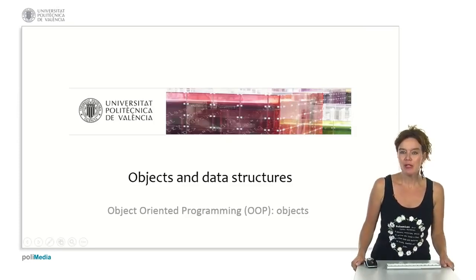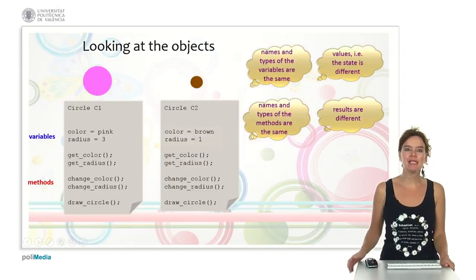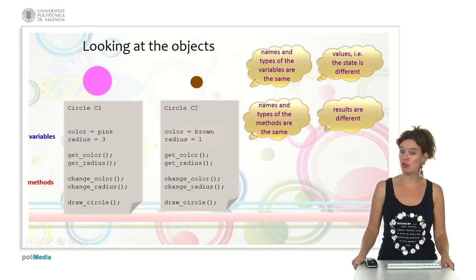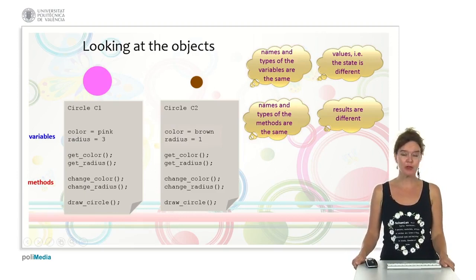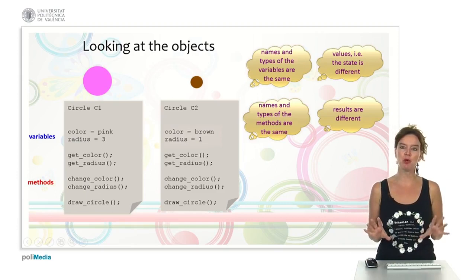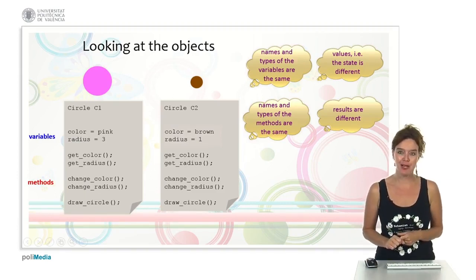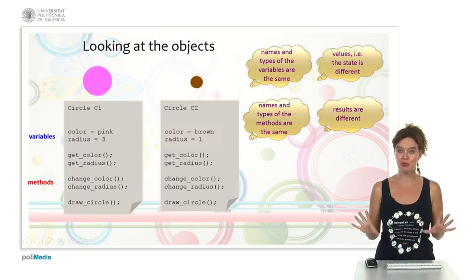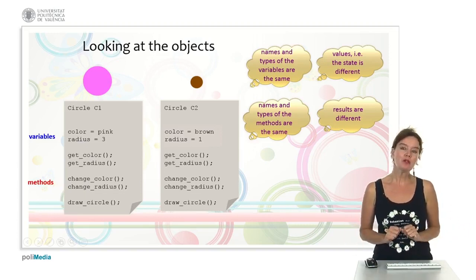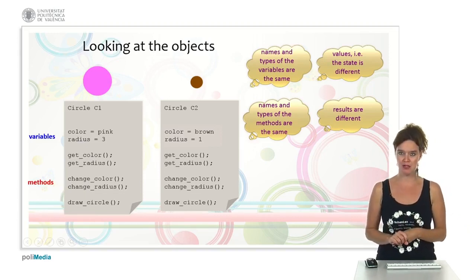Hi, let's look a little bit better at objects. So we have already seen some objects that represented circles. We've seen a pink circle and we've seen a brown circle. If we inspect these objects a little bit more closely, we see that the names and the types of the variables in the two objects are the same. We also see that the names and the types of the methods of the two objects are the same.